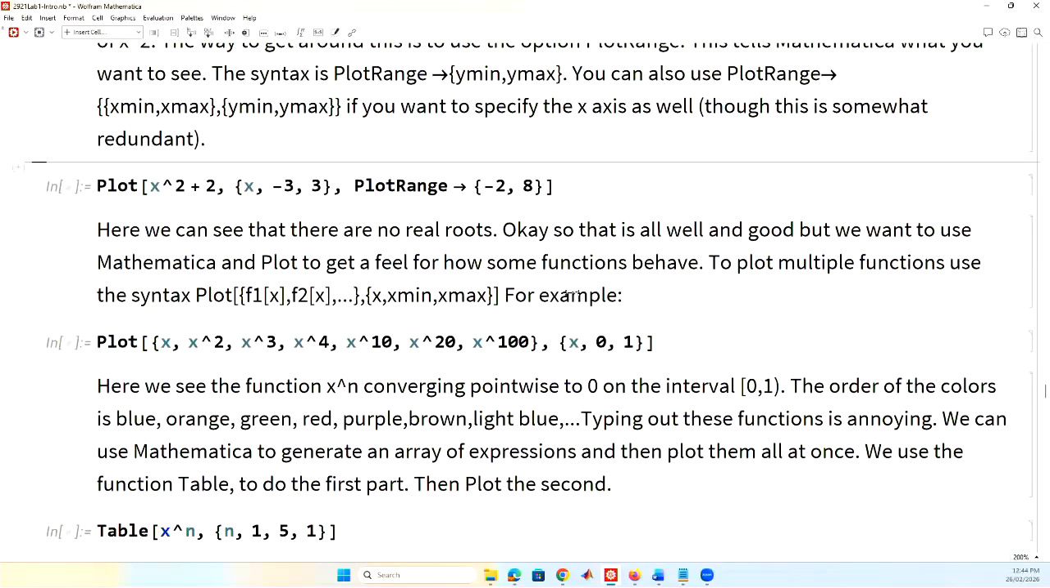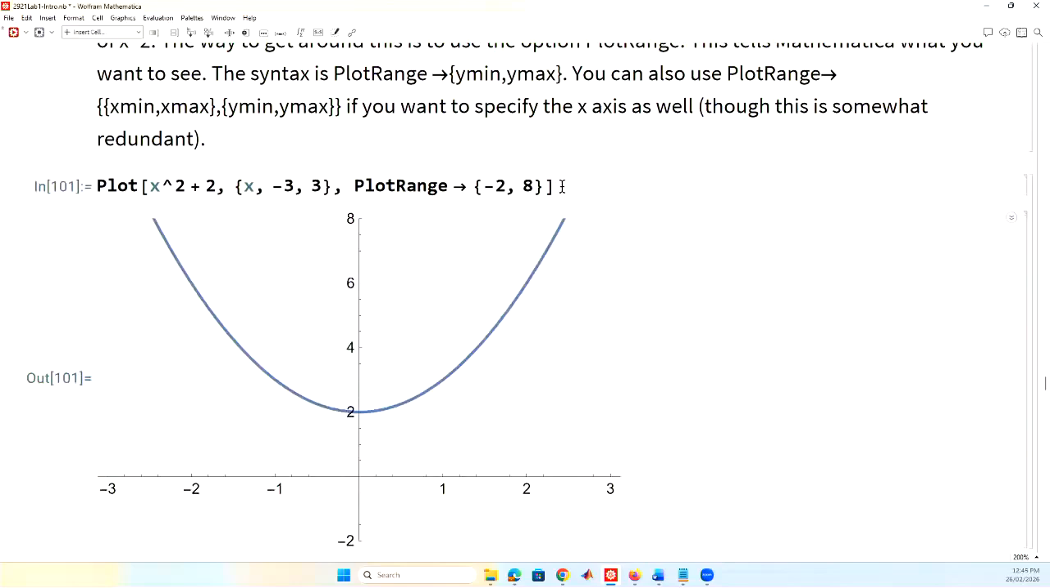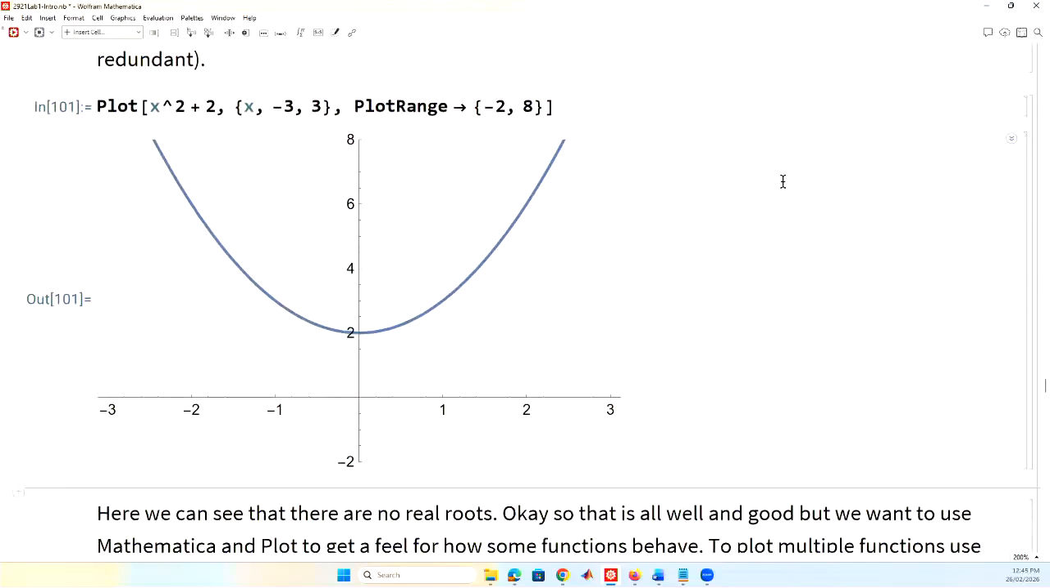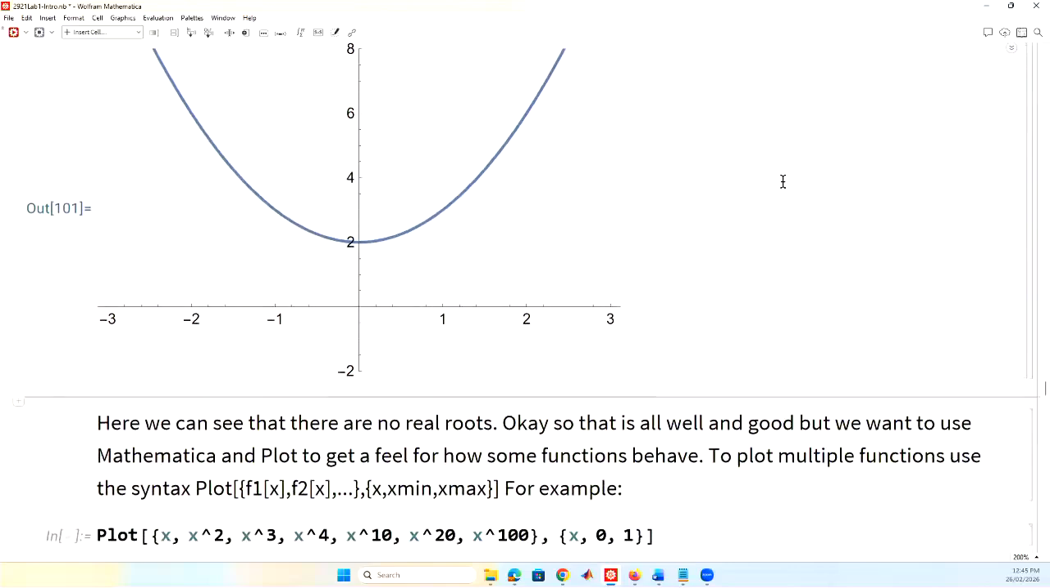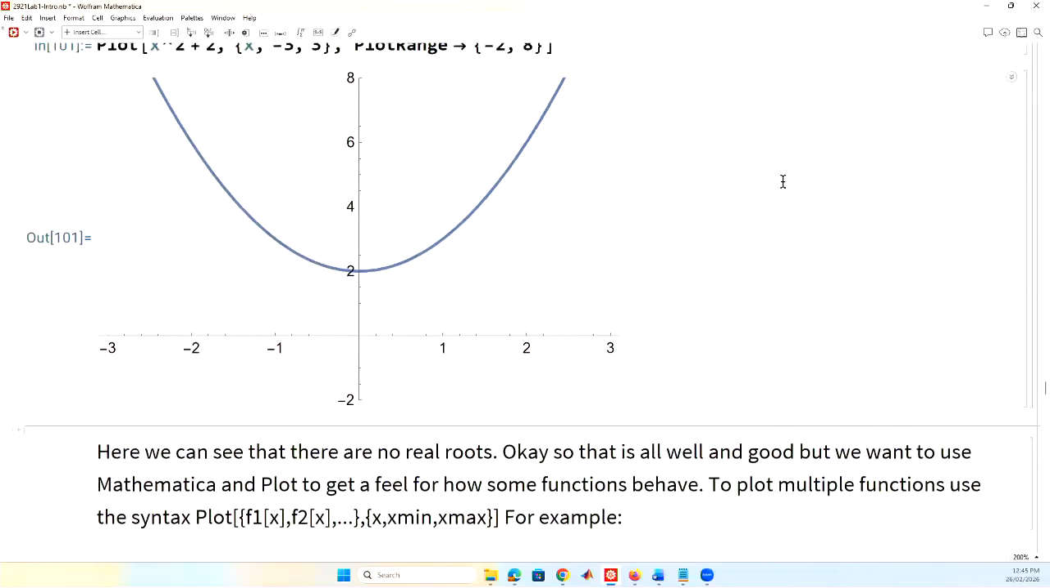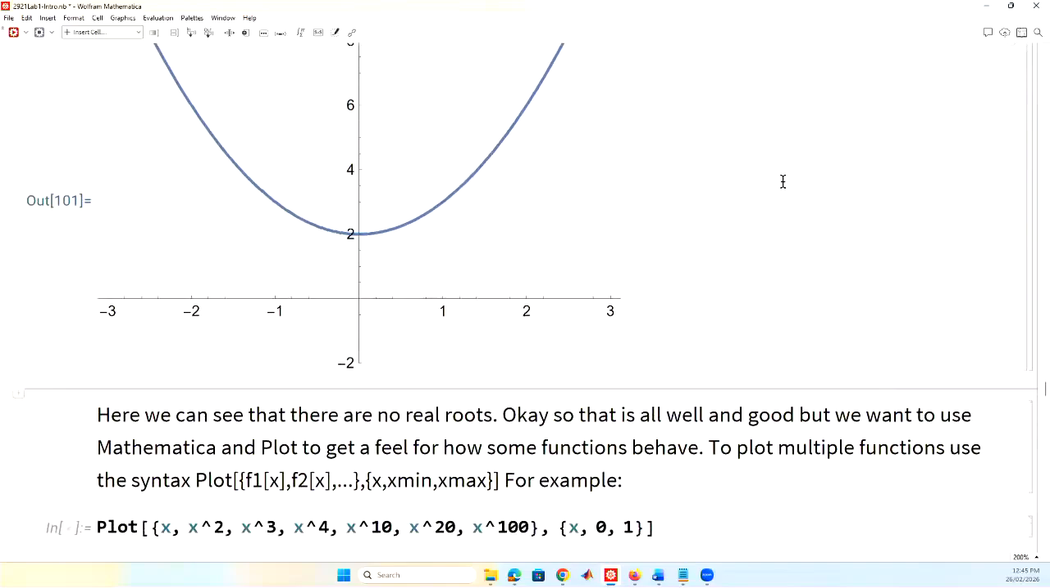Then you can just do plot range. So this command here tells you where you should show the output. So now I can see that my quadratic has no zeros, 2 complex roots. You'll learn what that means later. Okay, so no real roots.